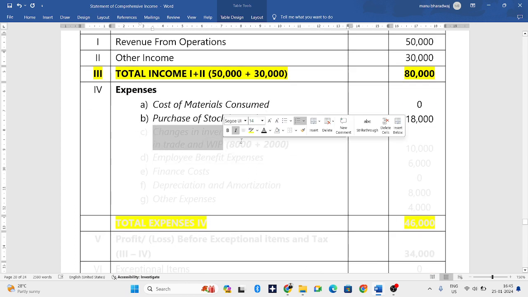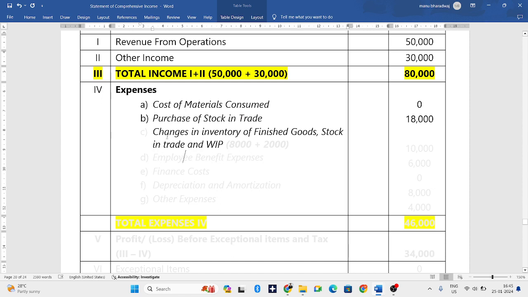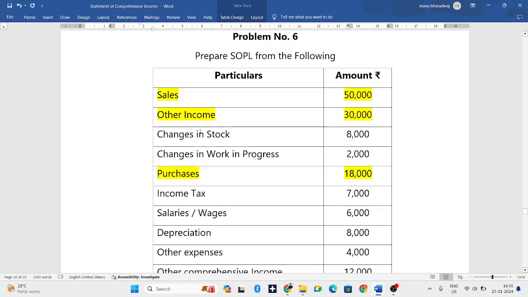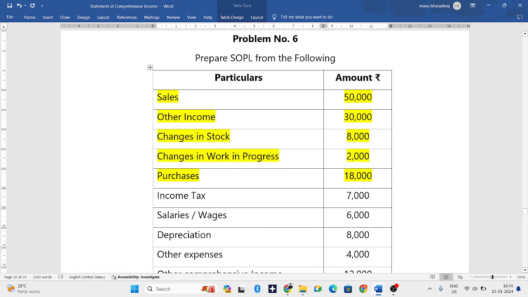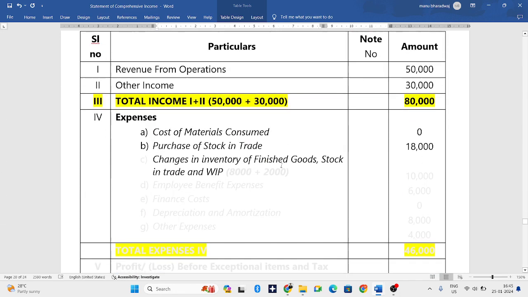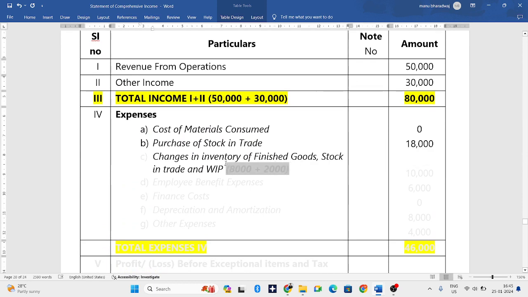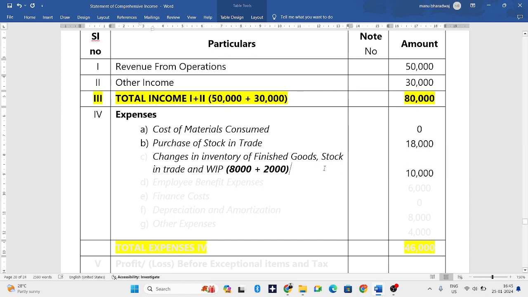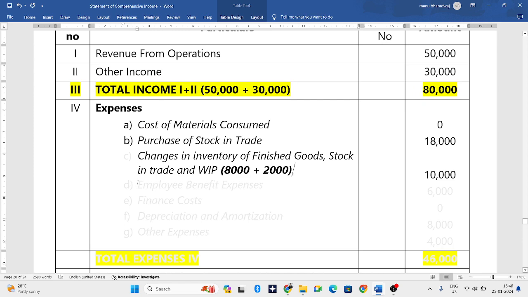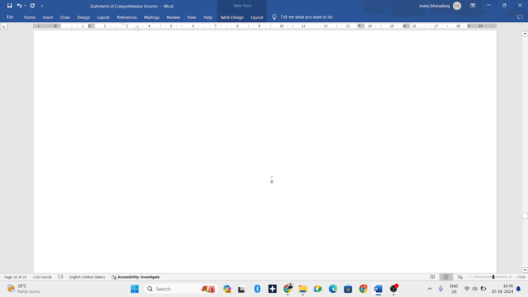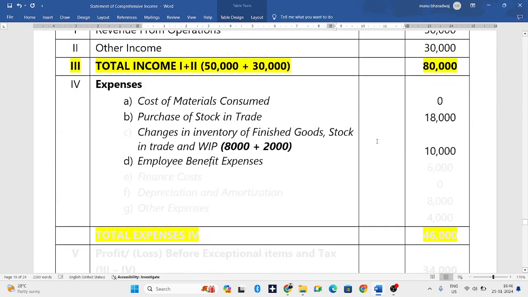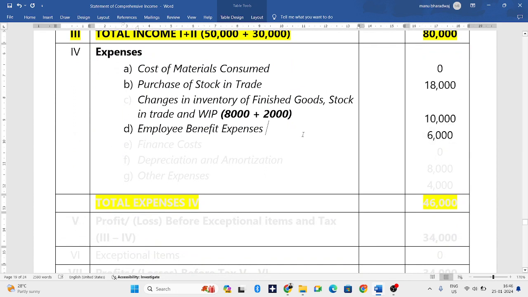Next, changes in inventory of finished goods, stock in trade, and work in progress. This item we have to check. If you just see in the question, there are 2 items: changes in stock and changes in work in progress, 8,000 plus 2,000. You can write directly 8,000 plus 2,000, it will be 10,000. Or if you want, you can even write a working note, not an issue. Next will be employee benefit expenses. Check in the question. Yes, we have salaries or wages of 6,000 rupees. So employee benefit expenses is 6,000 rupees.